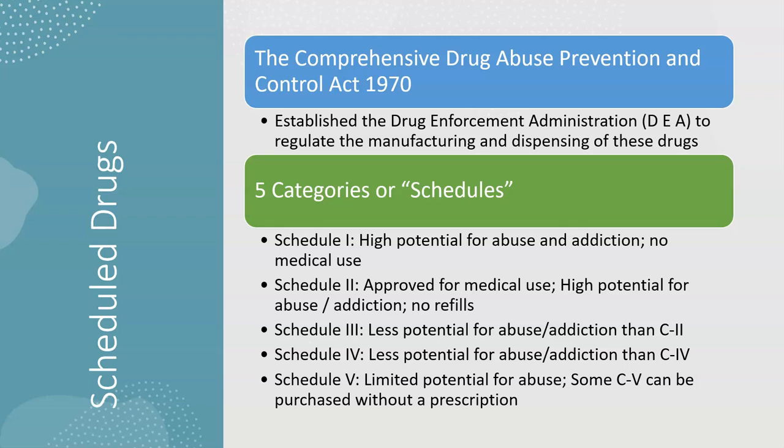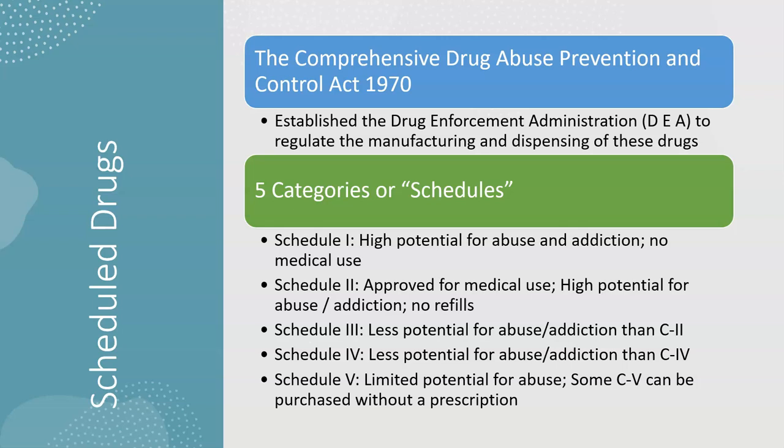Now moving into the scheduled drugs. The Comprehensive Drug Abuse Prevention and Control Act of 1970 is where we've got the schedules of controlled drugs. Before that, controlled drugs didn't exist. They were just prescription medications. This act also created the Drug Enforcement Administration, the DEA, which is a judicial body.